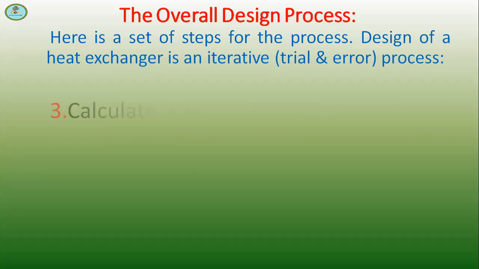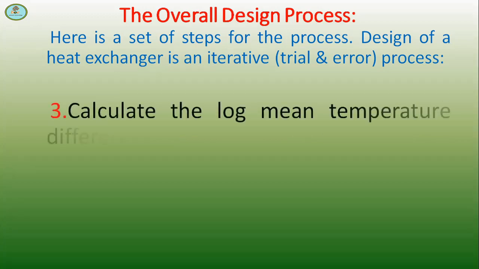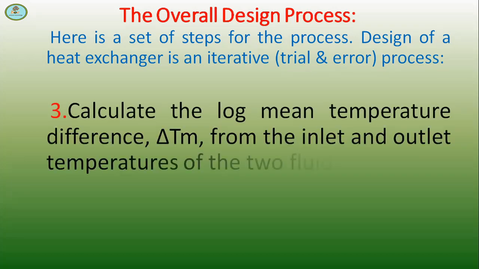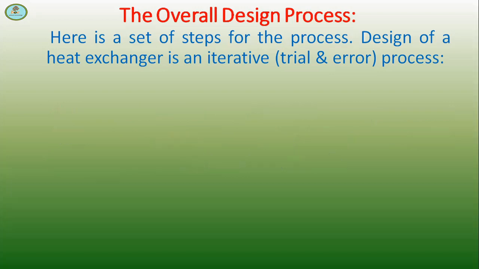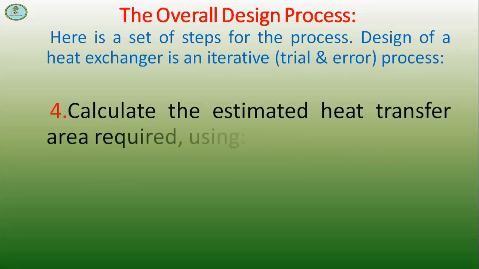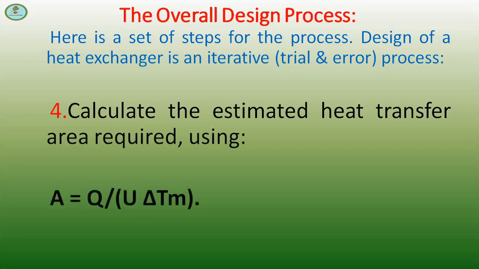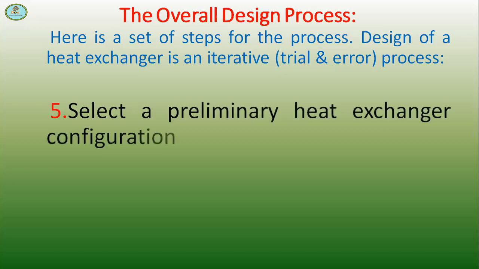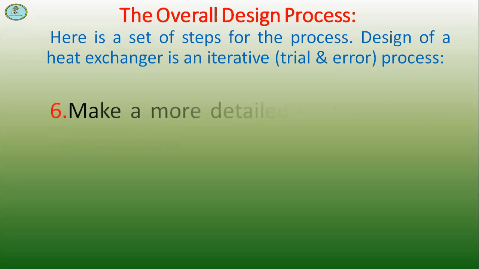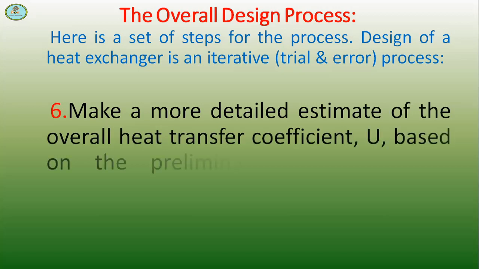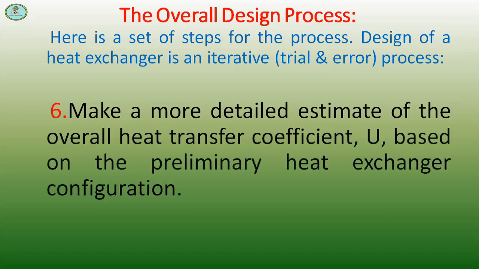Third is calculate the log mean temperature difference delta Tm from the inlet and outlet temperature of the two fluids. Next is calculate the estimated heat transfer area required using A is equal to Q upon U delta Tm. Fifth is select a preliminary heat exchanger configuration. Make a more detailed estimate of the overall heat transfer coefficient based on the preliminary heat exchanger configuration.